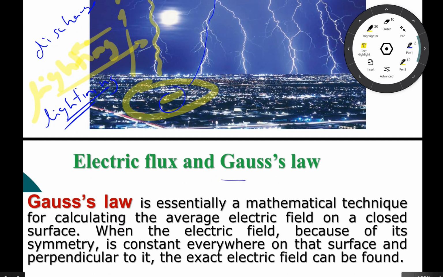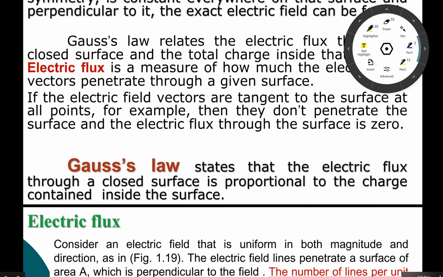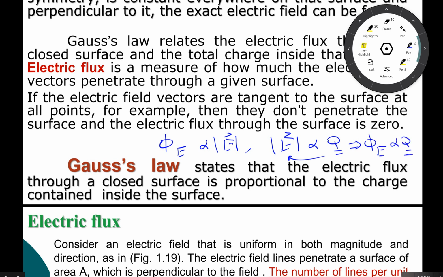So Gauss tried to conclude these ideas in a law. We call it Gauss's law. We said that the number of field lines is proportional to the magnitude of the electric field, and the magnitude of the electric field itself is proportional to the charges which produce that field. So one can conclude that the number of field lines is proportional to the charge. So the number of field lines around any charge is proportional to the value of that charge.